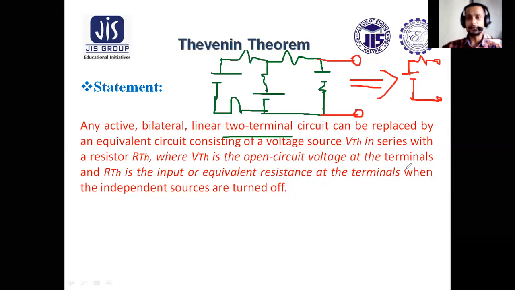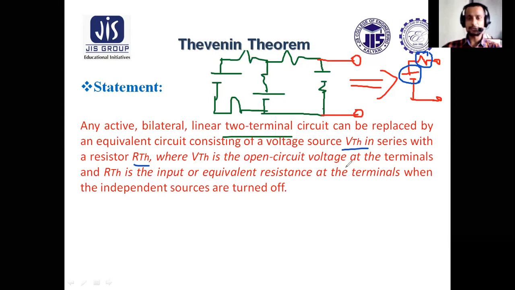Now the question is, what should be the magnitude of this voltage source? The magnitude of this voltage source should be VTH. And what is the resistance value? Resistance value should be RTH. Now, how to determine VTH or how to determine RTH, that we'll be discussing later.